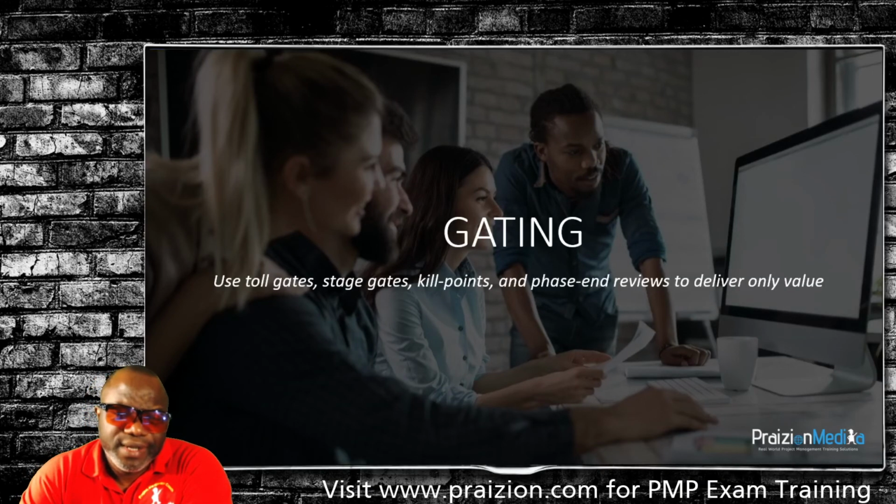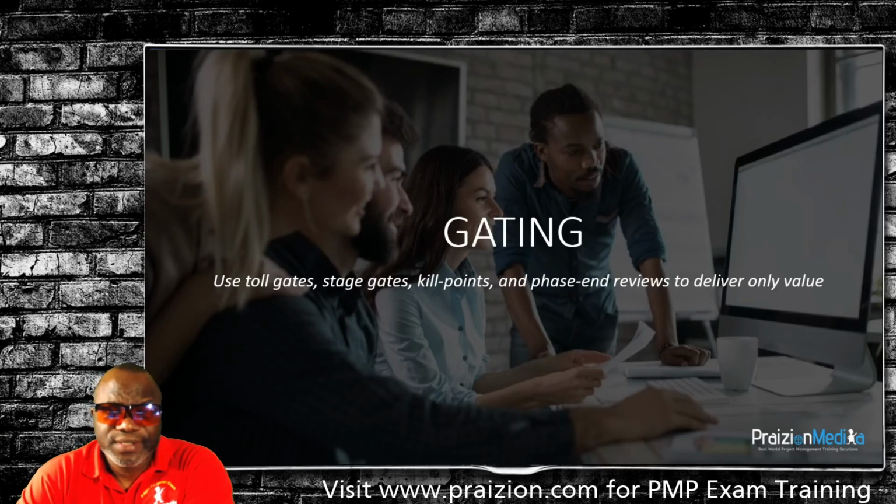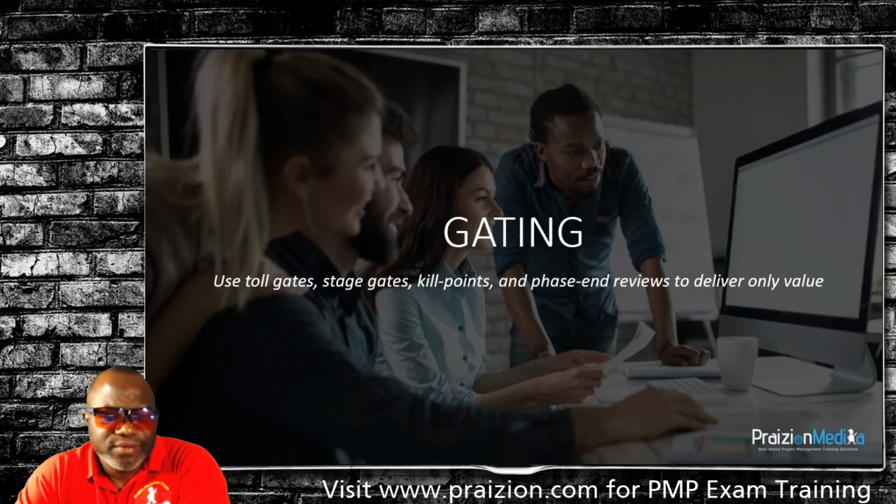And last but not least, gating. Use toll gates, stage gates, kill points. There's someone who says projects, they'll eat you alive if you let them. The ugly projects. You've got to kill what's ugly before it eats you up. And where do you do that? The kill point. That's where you kill the ugly projects before they eat you alive. You want to do it as early as possible.